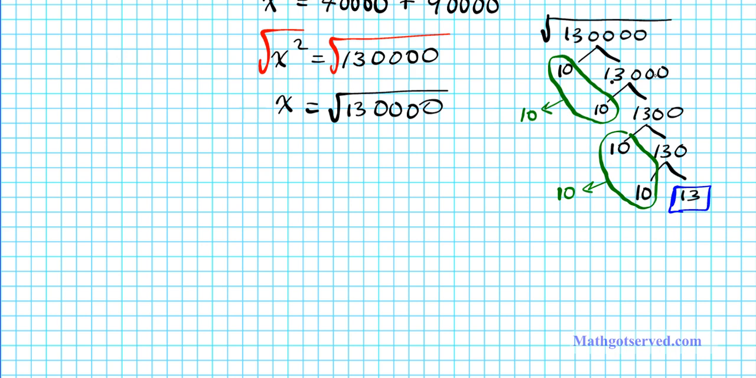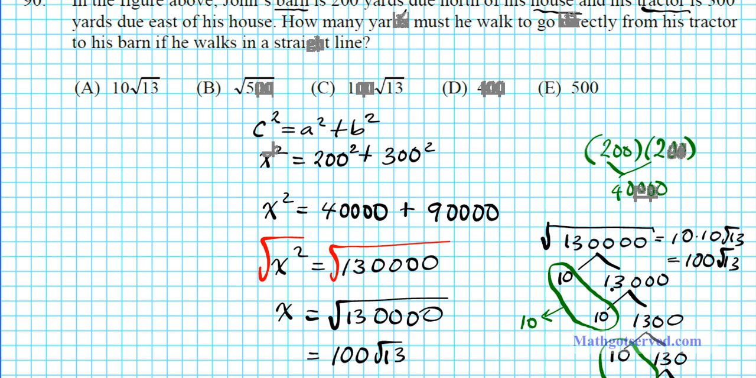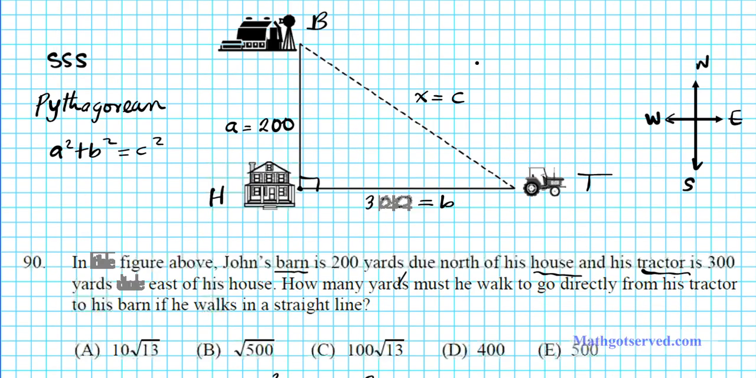Okay? So what does that mean? It means that the square root of 130,000 is going to be this first 10 that we factored out, times this second 10 that we factored out, root 13. What is 10 times 10? 100 root 13. Okay, so our final answer is 100 root 13 as the linear distance between the barn house and the tractor. That's how far the two are from each other. 100 root 13. And our answer is option letter C.